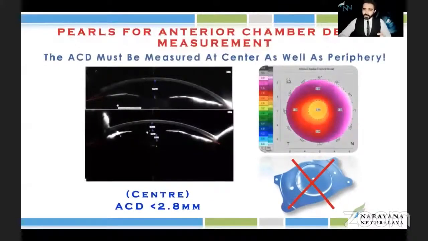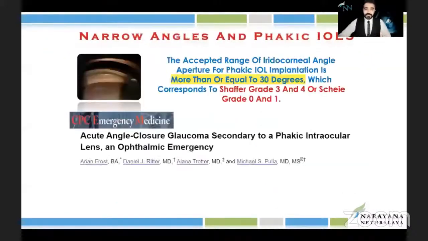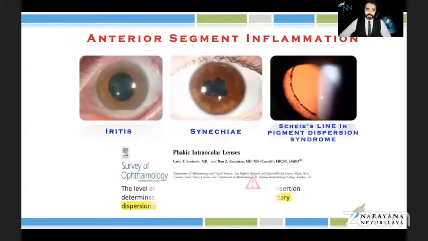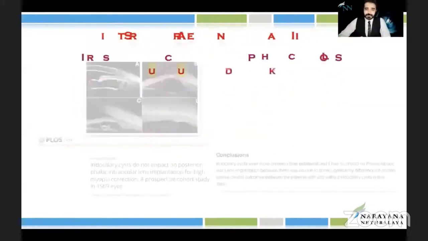But we shouldn't only look at the central ACD. We should not forget the periphery also. This is one of the things which all of us keep forgetting: to do gonioscopy. If the angle is less than 30 degrees, better to avoid because there's a higher risk of angle closure glaucoma post surgery. Also look for signs of any kind of inflammation in the eye, be it telltale signs or even active signs. If you see any of these traces, better to avoid implanting these lenses.